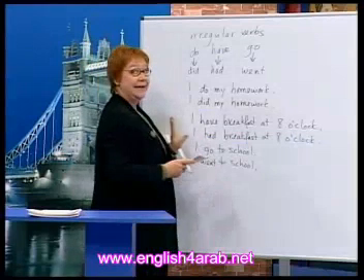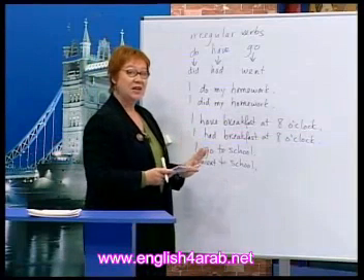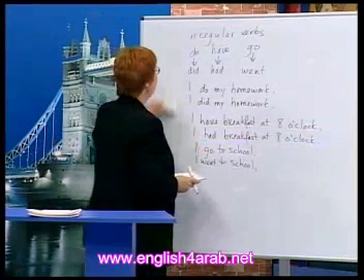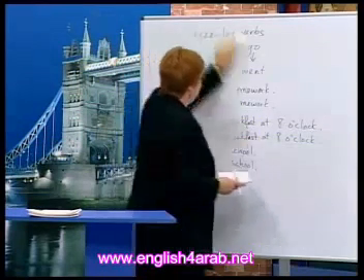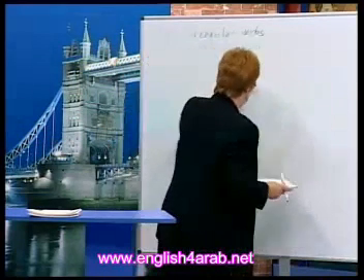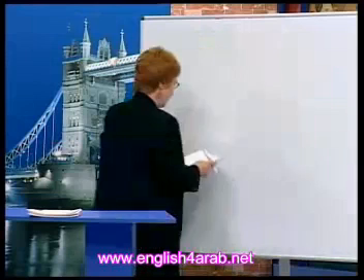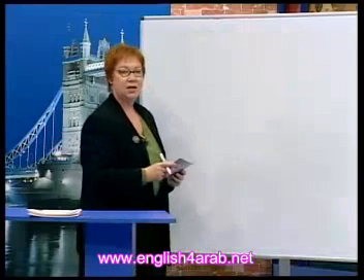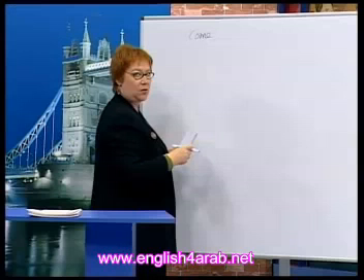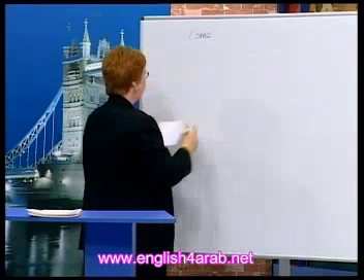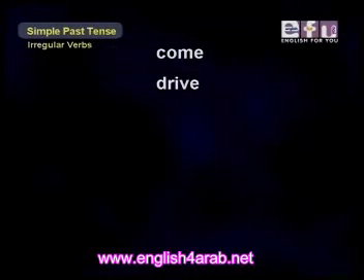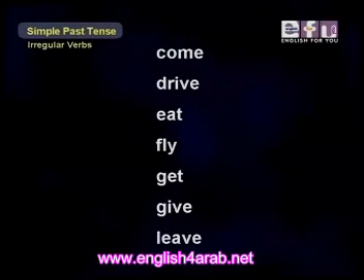Okay, now let's look at some irregular verbs that we can use for traveling. And there's quite a few of these. You have to look and remember. Okay, now let's start with come. All right, I'll make a list and later we'll talk about them. Drive, eat, fly, get, give, and leave.